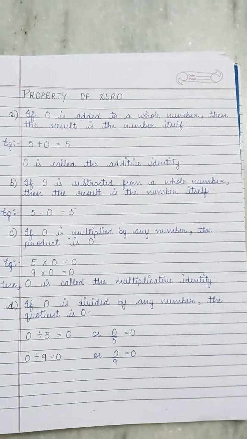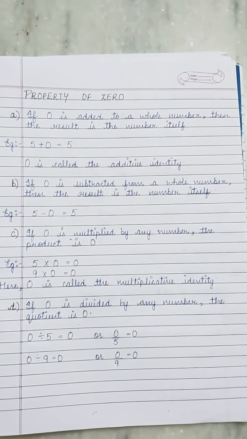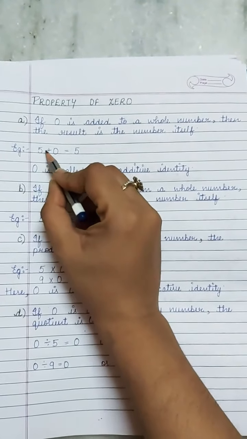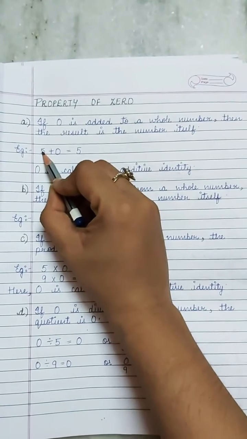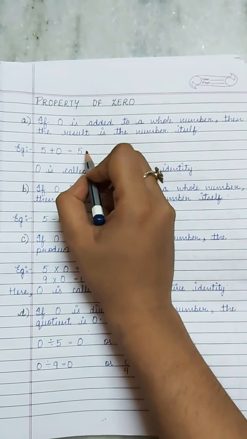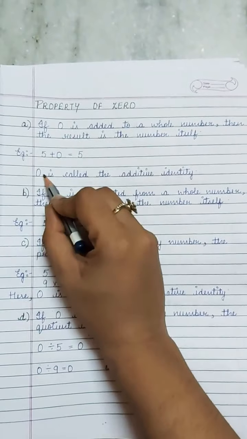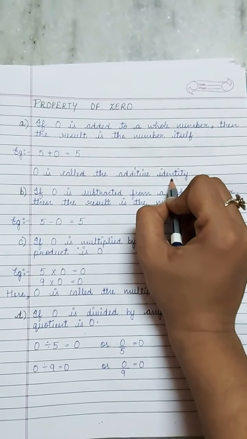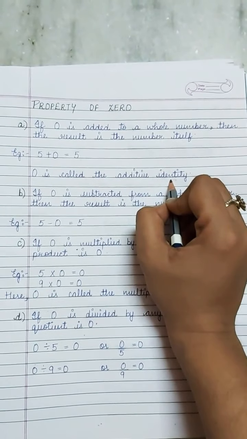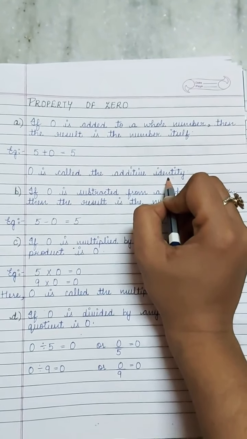वो number खुद. Now let us understand with the help of an example. 5 plus 0 is equal to 5. आपने 0 को 5 में add किया तो हमें result क्या मिला? 5. The number itself. Here 0 is called the additive identity. Okay, remember it. 0 is called the additive identity.